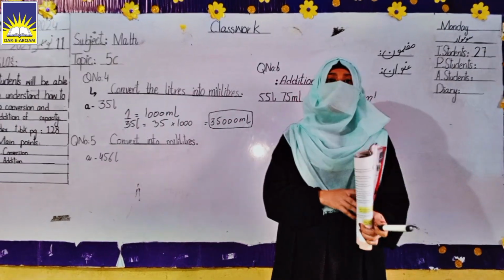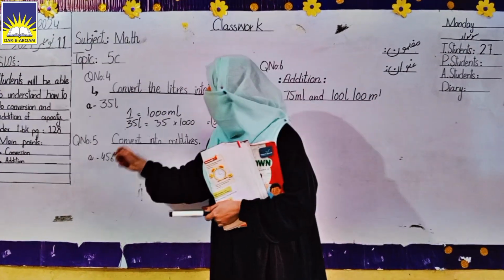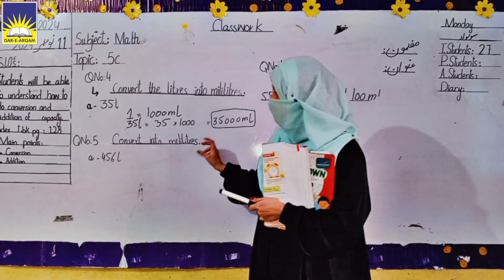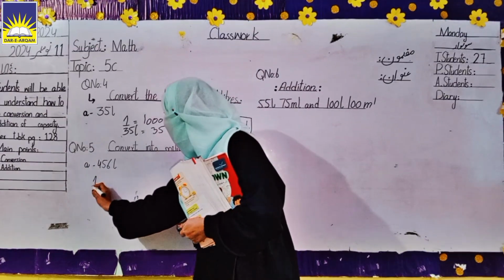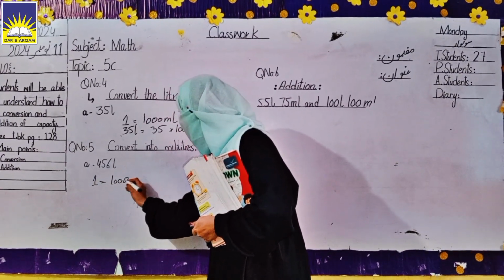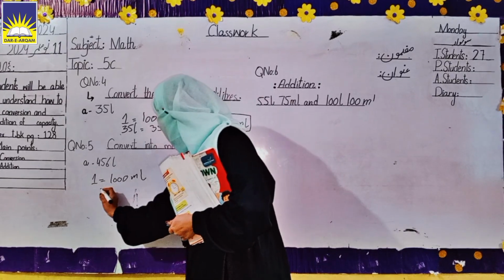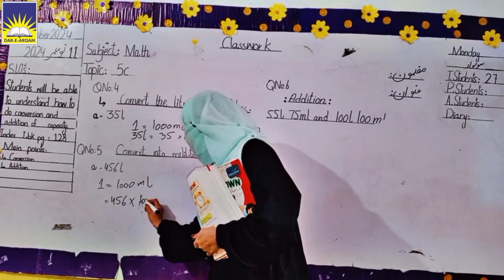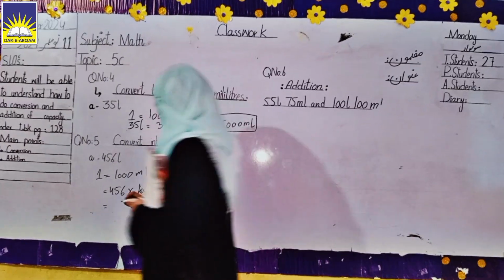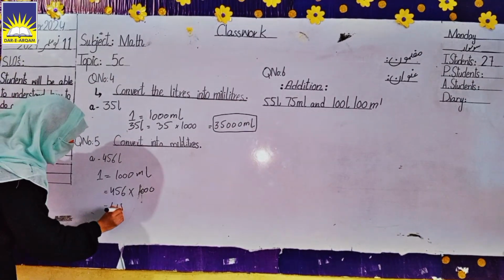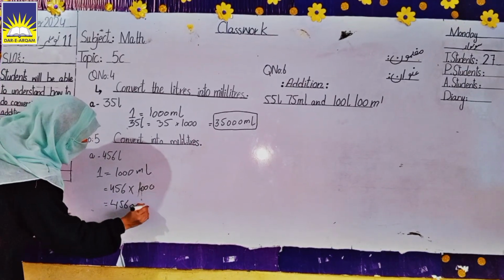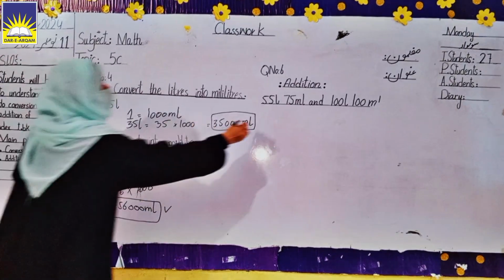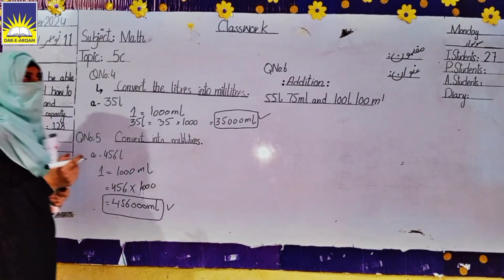Remaining question you will do on your notebook, and after question number 4 we will discuss about convert into milliliter. As it is, इसको भी हम ऐसे ही explain करेंगे. In 1 liter 1000 milliliter present. 456 multiplied by 1000. So this is our answer. यानी मिलीलीटर में हमने अपना आंसर फाइंड कर लिया है. ये भी मिलीलीटर में किया है हमने, ये भी मिलीलीटर में किया है.